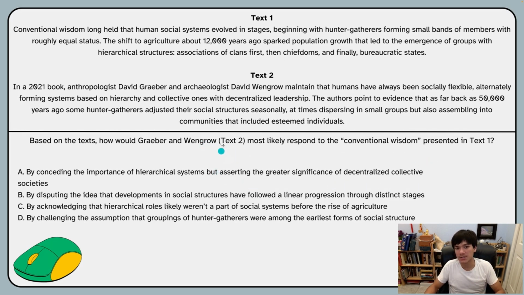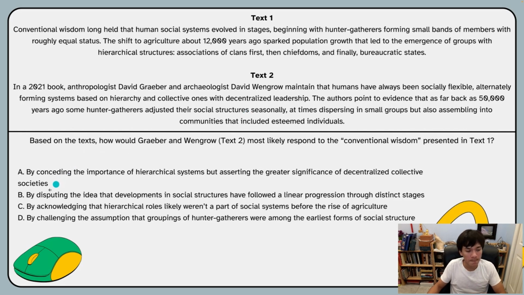However, reading Text 2, we see that decentralized leadership is mentioned. However, they don't place great emphasis on it, and they definitely don't make any argument as to why it is superior in any way or more significant in any way compared to hierarchical systems. They just mention both of the two together. So we know that A is not correct.